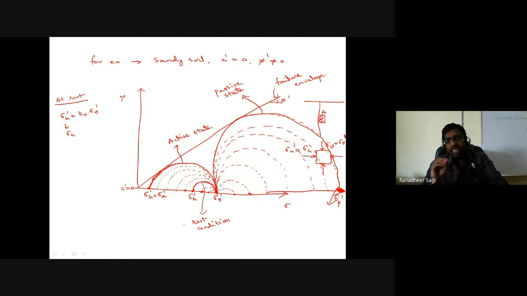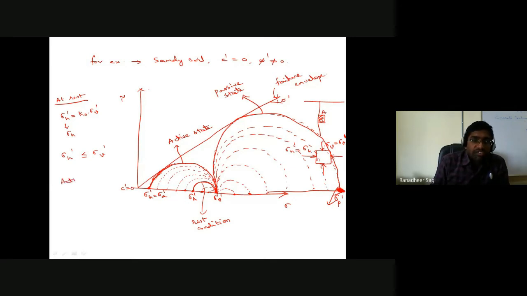Now, in the case of the at rest condition, sigma H dash is always less than or equal to sigma V dash, that is for sure. In the case of the active state, sigma H dash is always less than your sigma V dash. This sigma H dash is otherwise also called your active earth pressure. From sigma H dash we get sigma H, which is otherwise called your sigma A, which we call your active earth pressure.